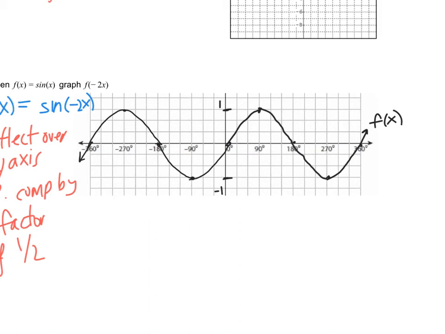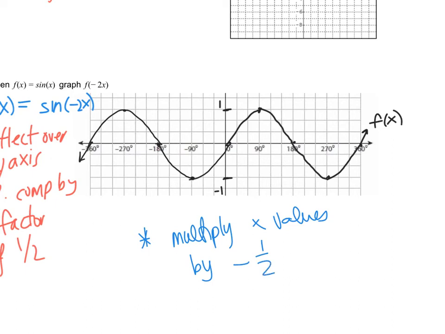Or you can do it all at once. And I'm going to show you how to do it all at once. Because we know the horizontal affects the x-coordinate, I'm just going to take all of these x-coordinates and multiply them by negative 1/2. Now I know your k value is negative 2, but you're compressing by 1/2. So I'm going to make a little note here. Multiply x values by what the transformations are. Negative for the reflection, 1/2 for the compression.